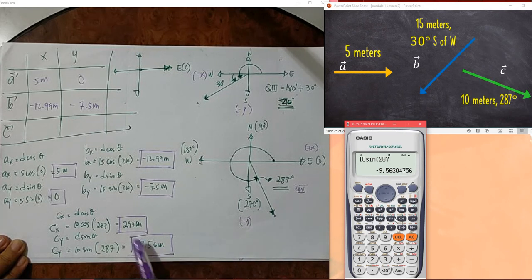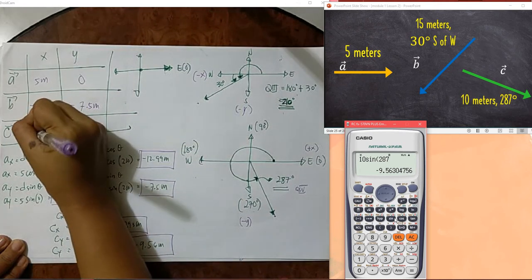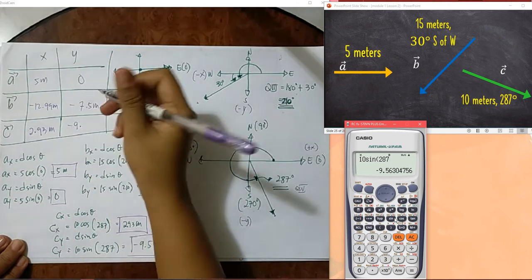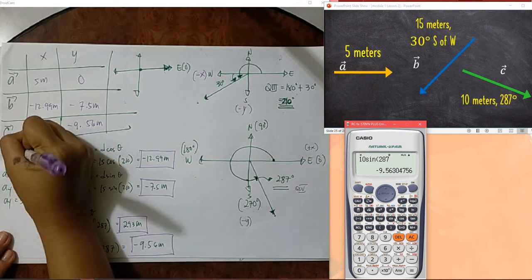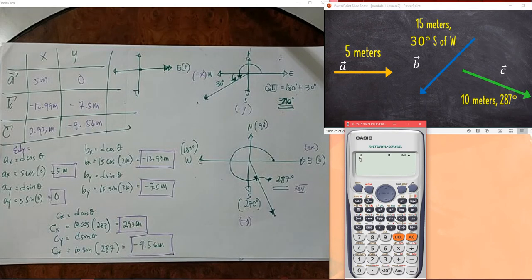Now, let us write our values inside the table. So, we have 2.93 meters, and then we have negative 9.56 meters. Now that we have our x and y components, let us add the values. Summation of d sub x, we have there 5 meters plus negative 12.99 plus 2.93.